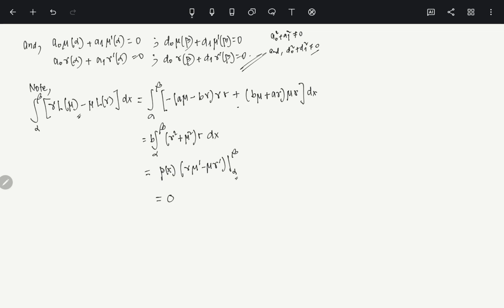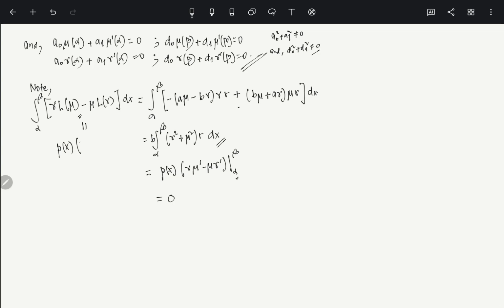Now if this is 0, then what does it say? It says that this particular thing is 0, right? I should have written it like this: p of x times gamma mu prime minus mu gamma prime, evaluated between alpha and beta, is 0. So basically that means b times the integral from alpha to beta of gamma square plus mu square, r dx is going to be 0. What does that imply?